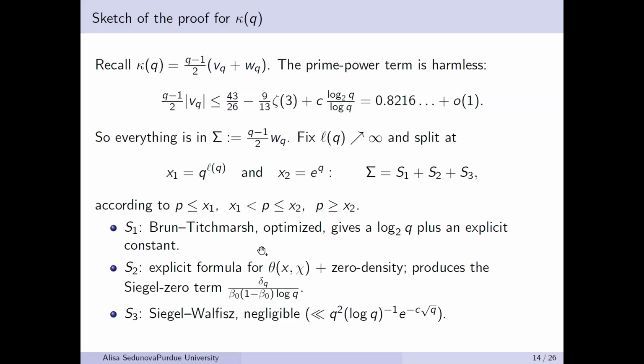In the first region, we apply Brun-Titchmarsh, optimize, and we are going to get log Q. I'm going to give more details, but this is just a scheme. In the second region, where we have middle primes, we are going to use the explicit formula, and we are going to deal with the Siegel zero, and try to avoid the contribution of the Siegel zero. Again, the usual tool. And the third range is negligible because there we can just use Siegel-Walfisz, because here the primes are greater than X2.